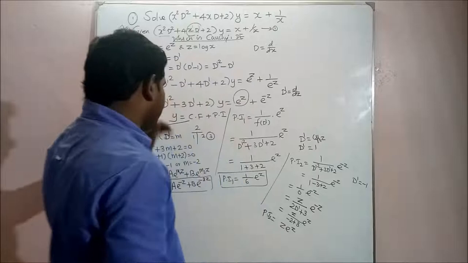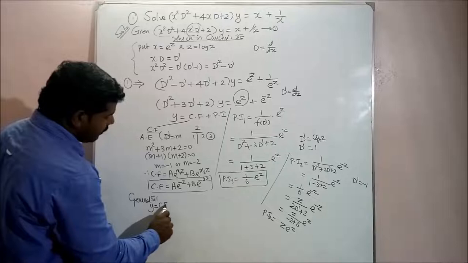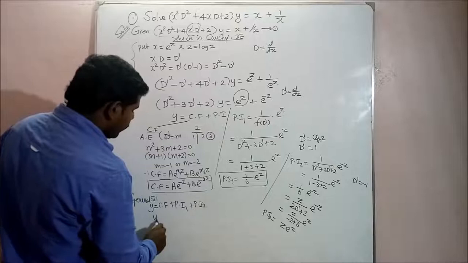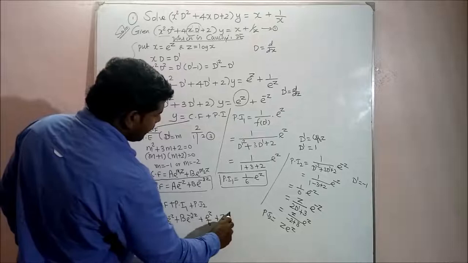So the complementary function is over, PI1 is over, PI2 is over. So the general solution is y equal to CF plus PI1 plus PI2. So y equal to CF, the value a e power minus z plus b e power minus 2 z, PI1 value e power z by 6, PI2 value z e power z.